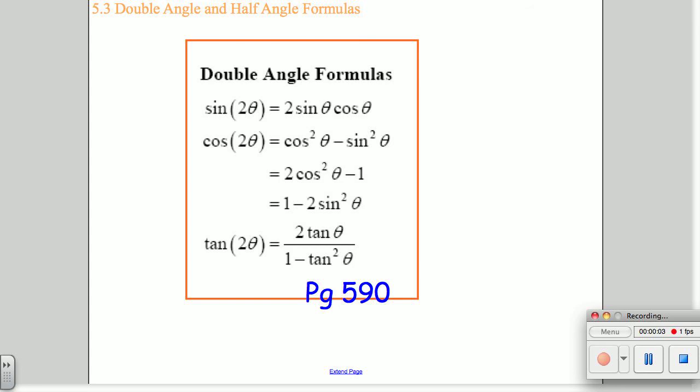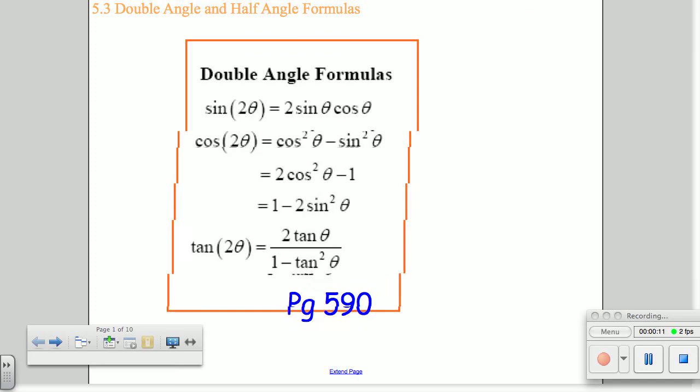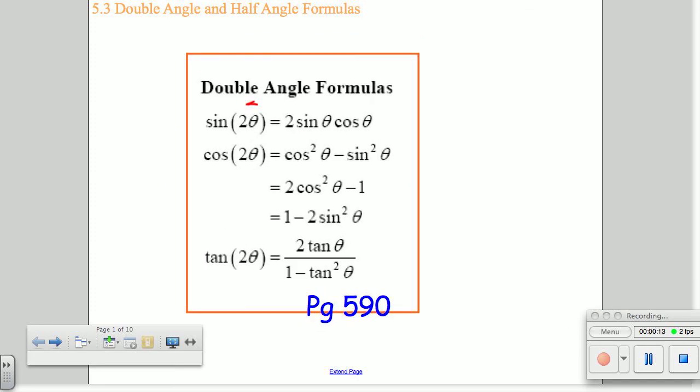This is for section 5.3, and this is part 1, and today we're focusing on the double angle formulas. We're going to use these formulas when we have 2 times a theta, so 2 times an angle. For example, the sine of 2 times pi over 4. This would be an example of when we could use a double angle formula.